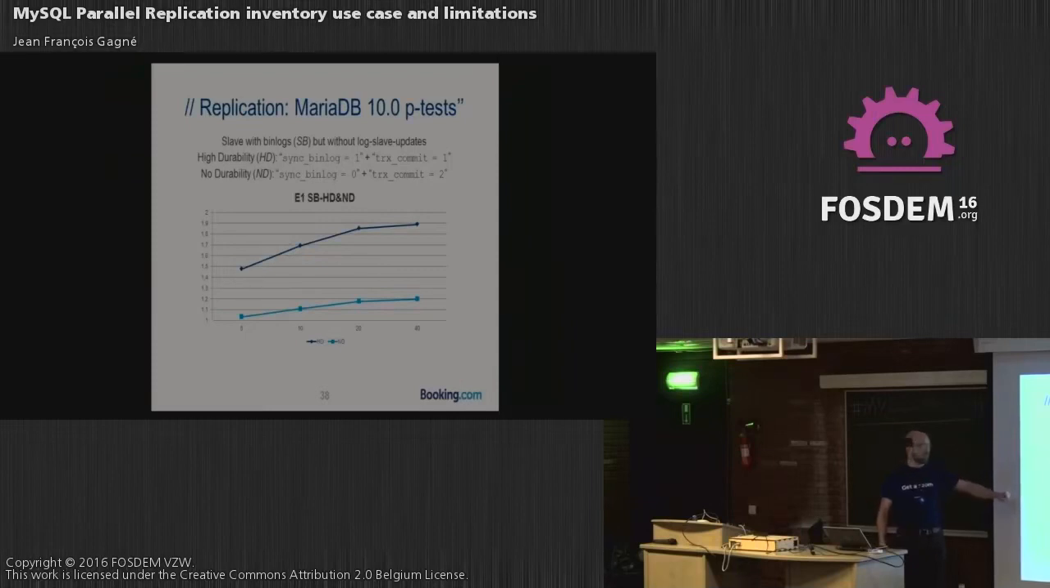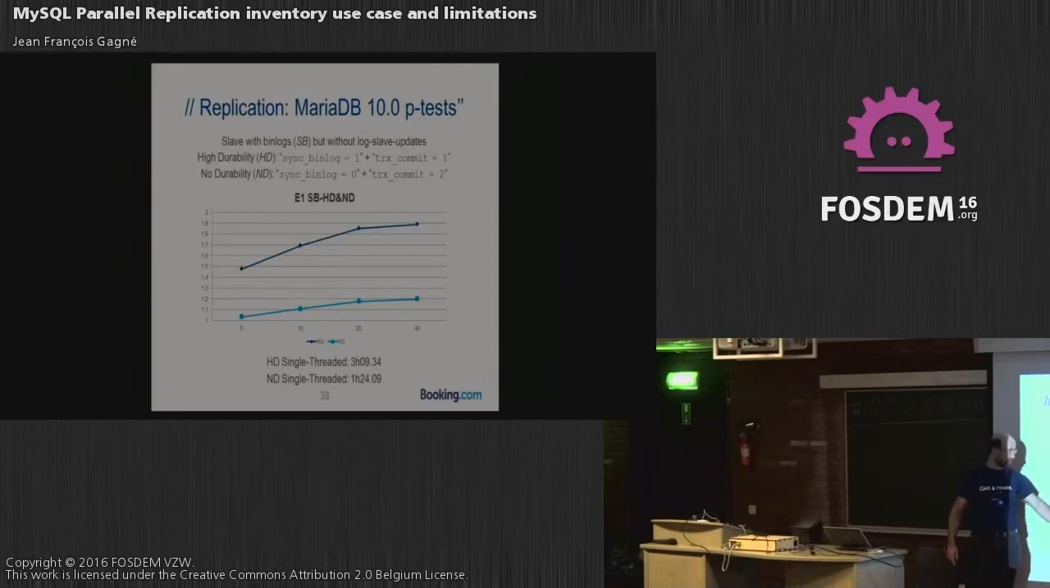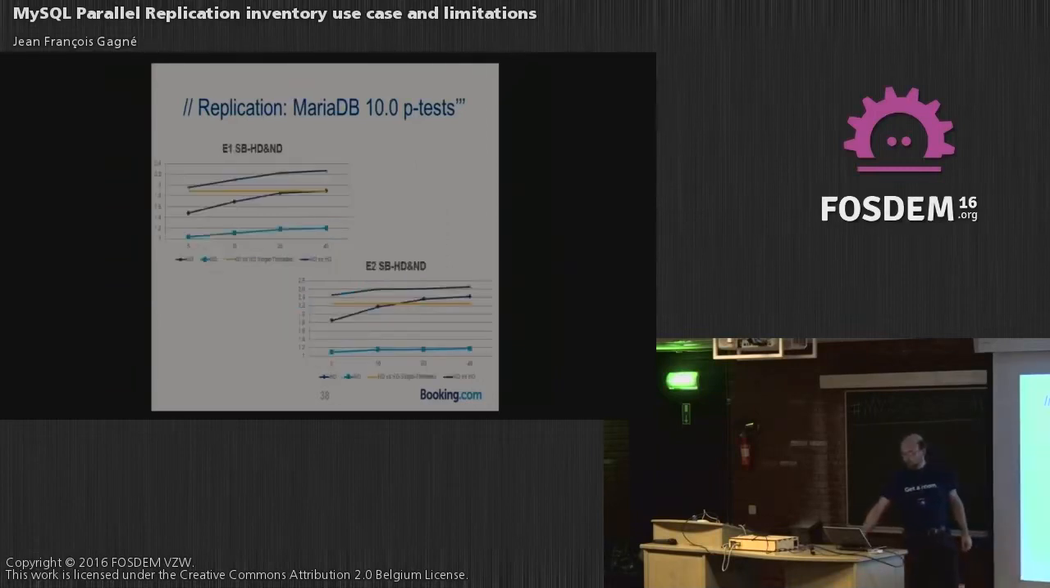This graph is misleading because HD single-threaded is 3 hours and ND is 1 hour. So this is actually much faster, but you do not have good speed ups with low durability. So if I present the result a different way, here is the speed up from HD to ND. This is a speed up of high durability, and if you're already running with low durability, you can expect that. If you're running with high durability and you want to get there, you need to enable both parallel replication and remove durability on your slave.